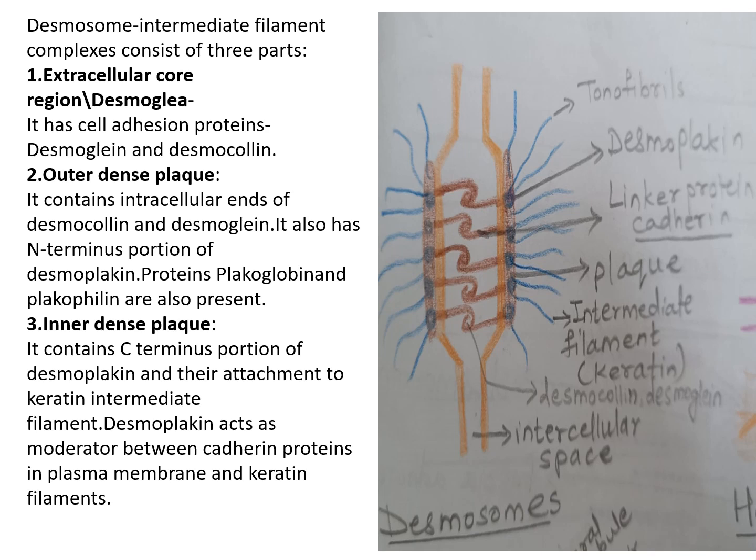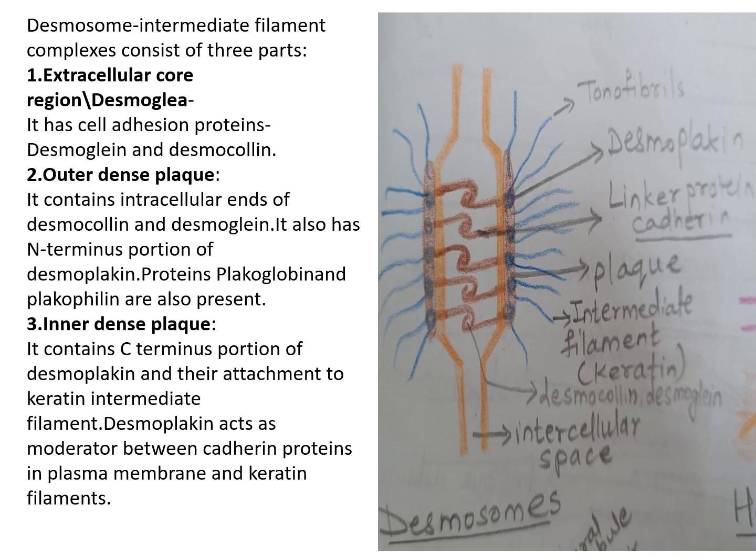The desmosome intermediate filament complex has three parts, as we can see in the figure. The extracellular core region is formed by desmogleas. So it is a cell adhesion protein present in the extracellular core. We have mainly two proteins, desmoglein and desmocollin.